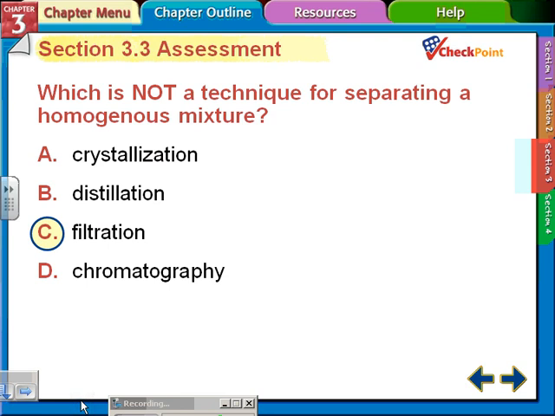Okay, so filtration, this is not a technique for separating a homogeneous mixture. You can separate heterogeneous mixtures through filtration, but not homogeneous.